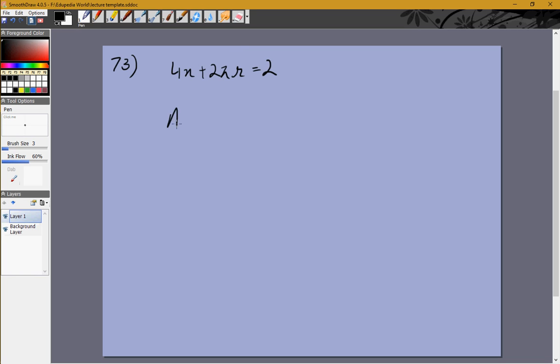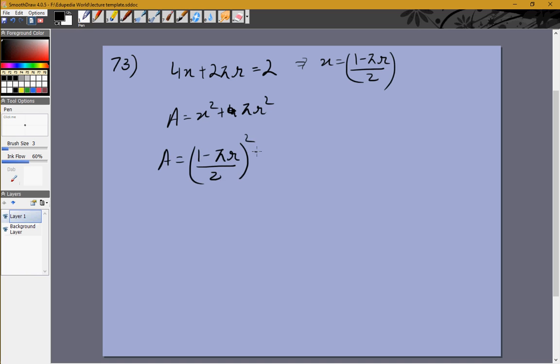So the sum of the areas will be x squared plus pi r squared. And we need this to be minimum, so we just need this as one variable, so we'll substitute x from here. What we can see is x is equal to 1 minus pi r by 2. So A is equal to (1 minus pi r by 2) whole squared plus pi r squared.